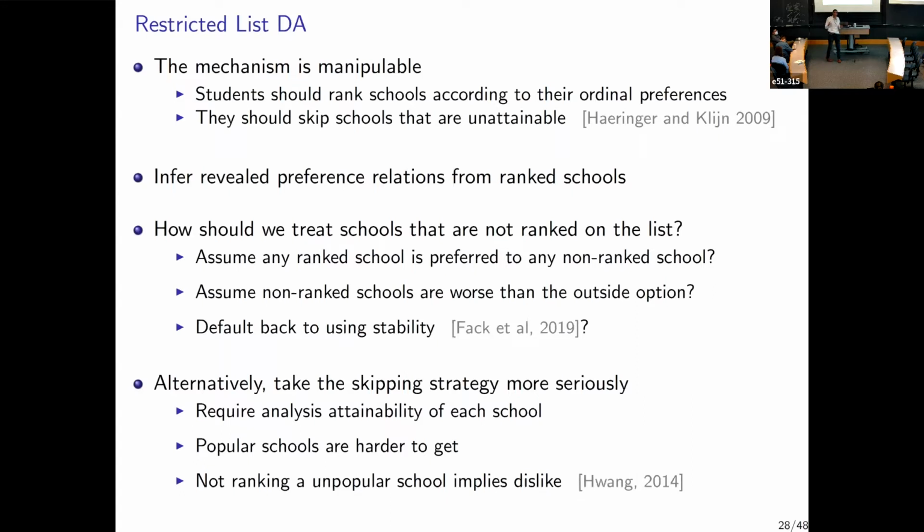Okay, good. So yes, question. In this case, popularity is also endogenous. Yes. Endogenous in what sense? If everybody will not rank schools that are difficult to get, they might become unpopular. Yeah, exactly. In that case, we need to think about equilibrium concepts, right? And yeah, we're going there.